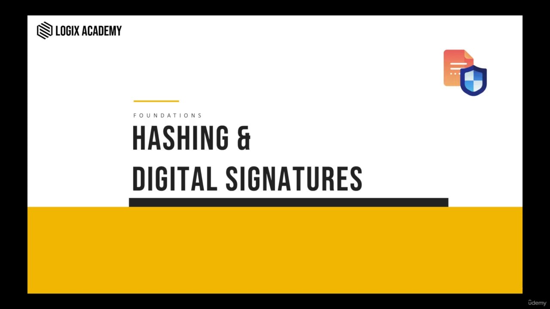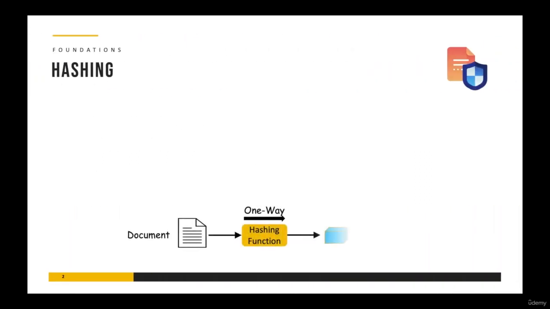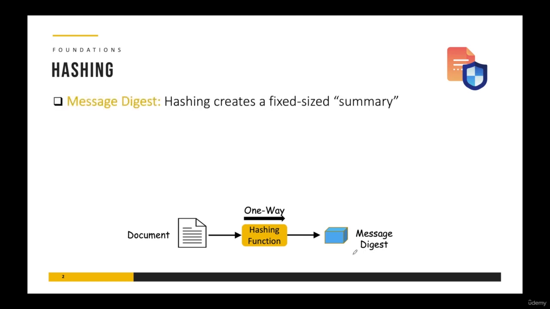Welcome to the lecture on hashing and digital signatures, two widely used techniques in cybersecurity. Let's start with hashing. What happens in hashing is that you provide an input or a document to a one-way hashing function, which basically generates a fixed-sized message digest or a summary as the output.